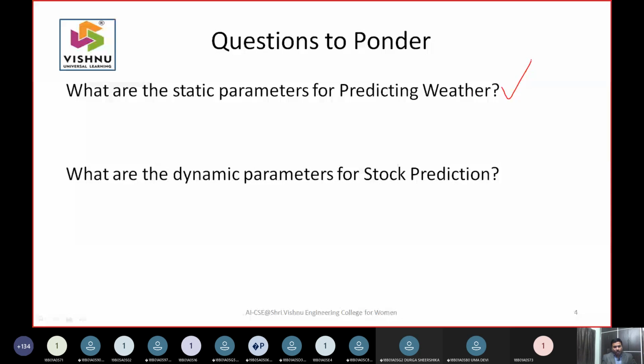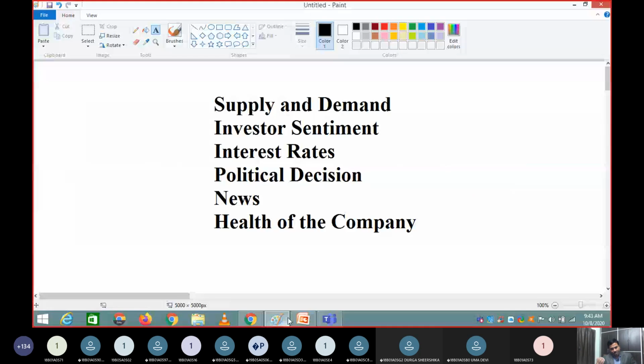And what are the dynamic parameters for stock prediction? That's what I said. It is supply and demand, or it can be the investor sentiment, it can be interest rates, it can be the political decisions, it can be the news articles in prominent houses, and the health of the company or company related activities. You can even read an article where the communication that happens between the employees can also change the stock market value. So obviously many other parameters are there. This is what the class is.